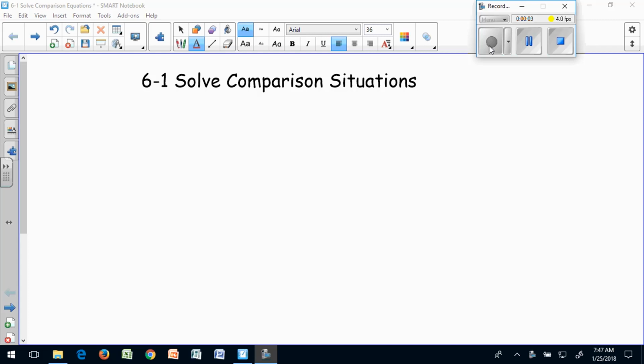Hello, boys and girls. Welcome to Unit 6, which is solving word problems with multiplication and division. Today we are going to look at comparison situations, and we're going to determine in word problems whether we need to add or multiply. As we go through, you have the word problems in your notebook. You will be able to underline any keywords or circle any information that you need as we go through.